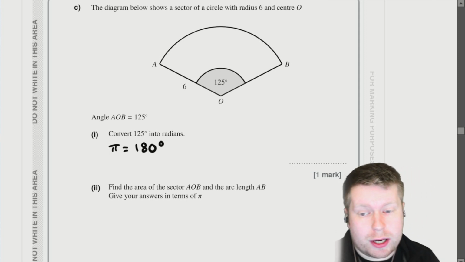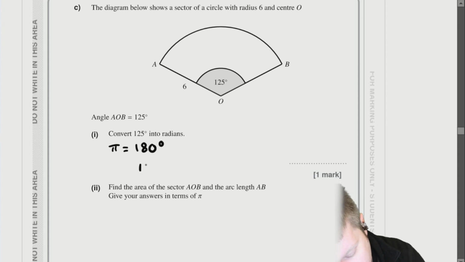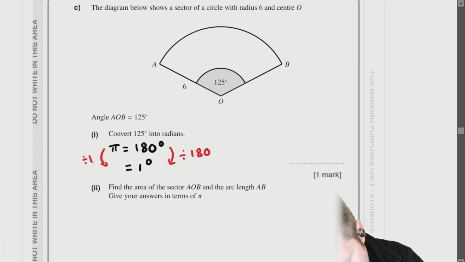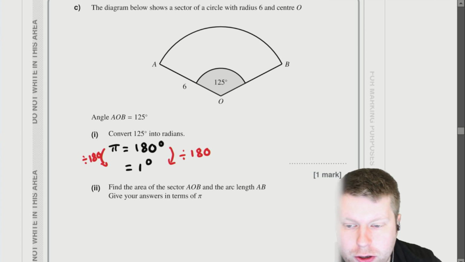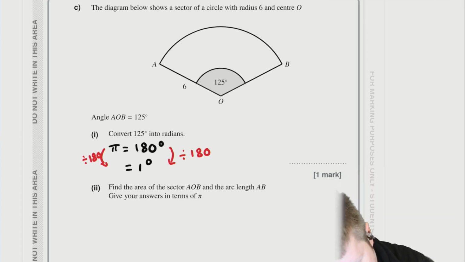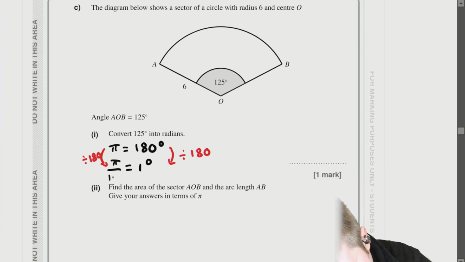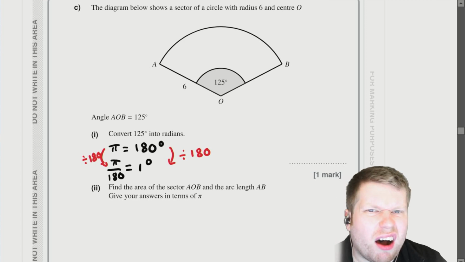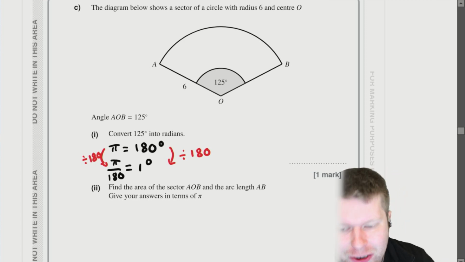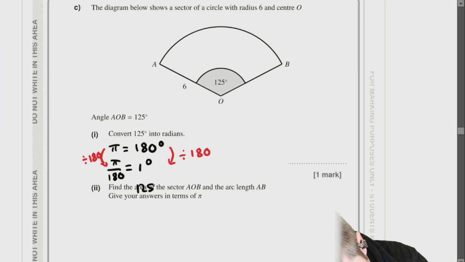If I want 125 degrees, I need to first of all figure out what 1 degree is worth, which I can find by dividing both sides of the equation by 180. Because clearly if I divide the left hand side by 180, I'm just going to get 1. And then the right hand side, I'm going to get pi over 180. And then you realise, I don't want 1 degree, I want 125 degrees. So again, you can scale this up by saying I need to multiply this right hand side by 125.